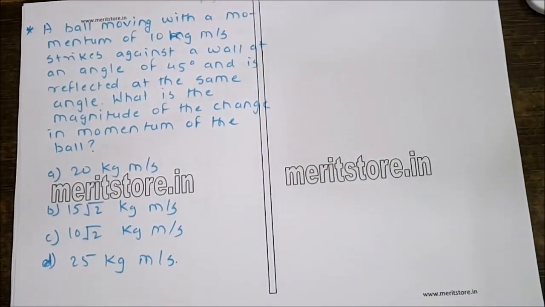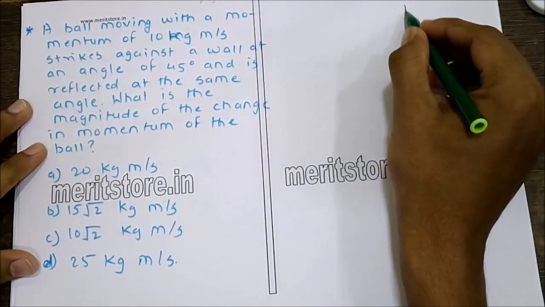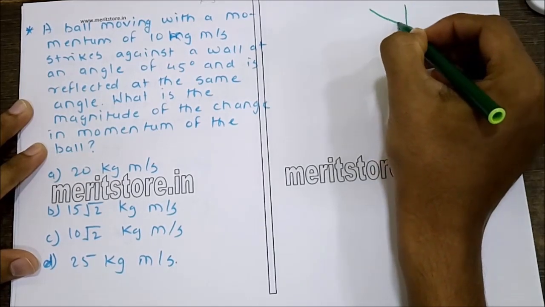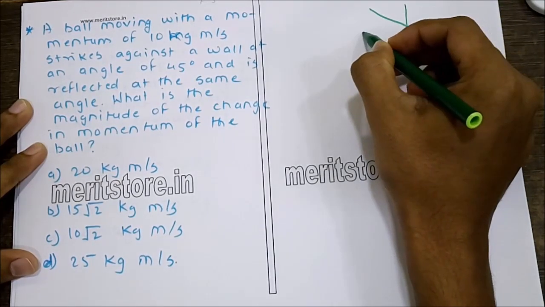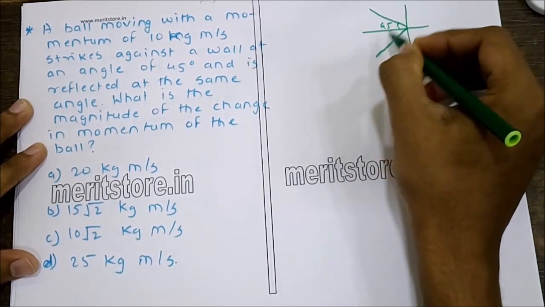A ball moving with a momentum of 10 kg meters per second strikes against a wall at an angle of 45 degrees and is reflected at the same angle. What is the magnitude of the change in momentum of the ball? The options are 20 kg meters per second, 15 root 2 kg meters per second, 10 root 2 kg meters per second, and 25 kg meters per second. Let us draw the figure. The ball strikes at an angle of 45 degrees with the horizontal and rebounds at the same angle.